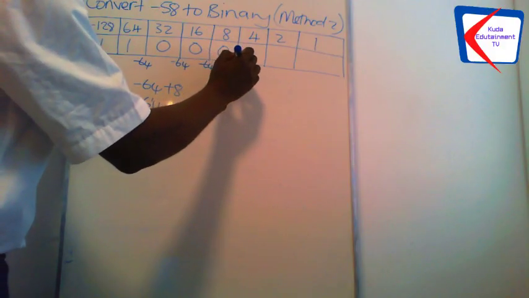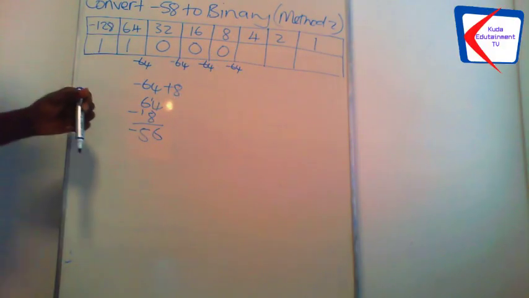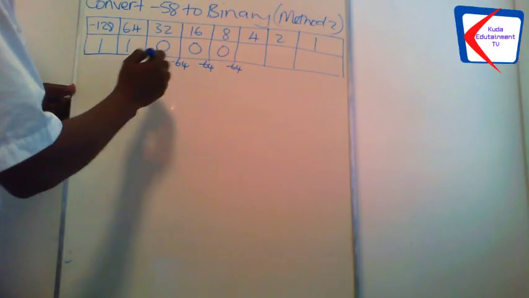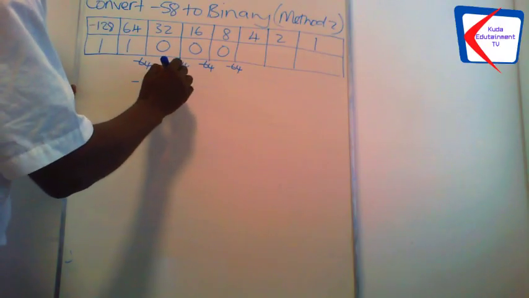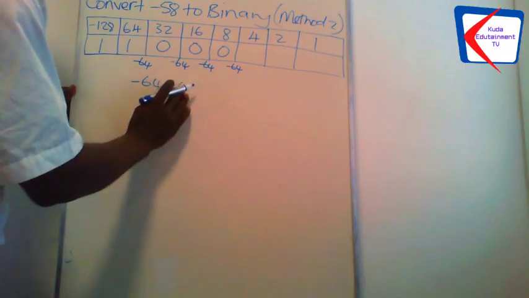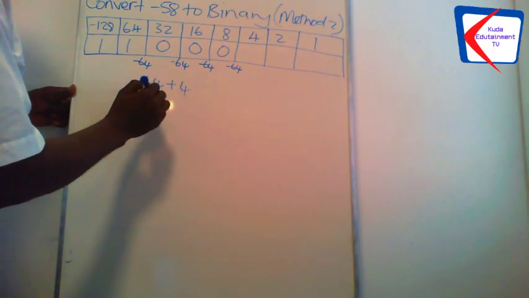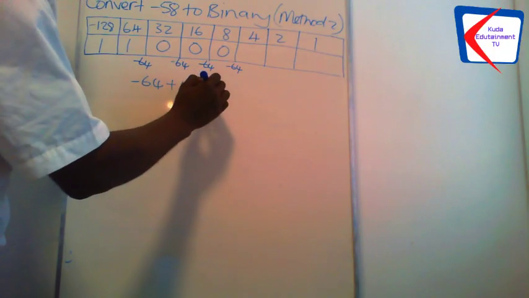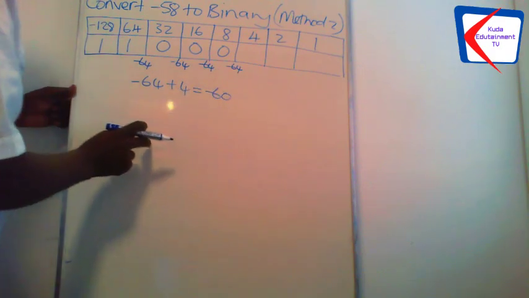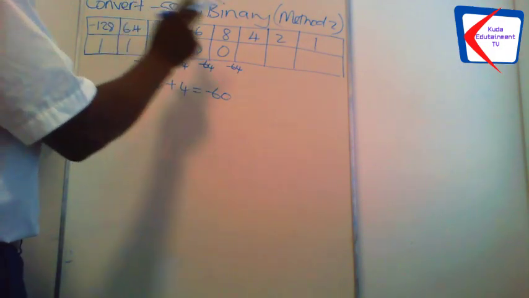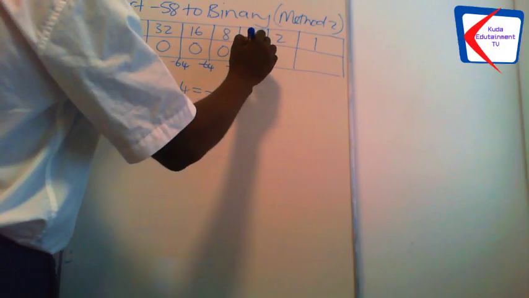So we still have negative 64. Now negative 64 plus 4. 64 minus 4 will give us 60. Negative 60, right? Negative 60 is less than negative 58. So we switch on binary unit 4.